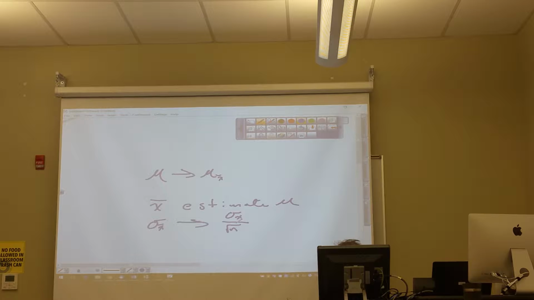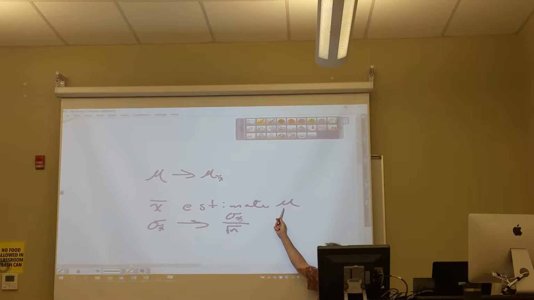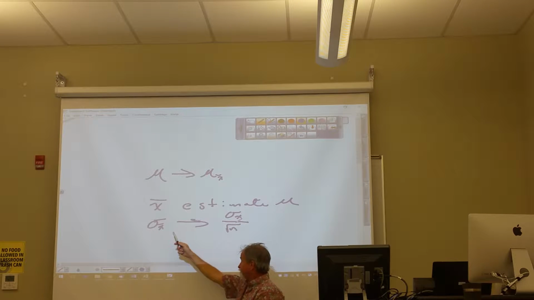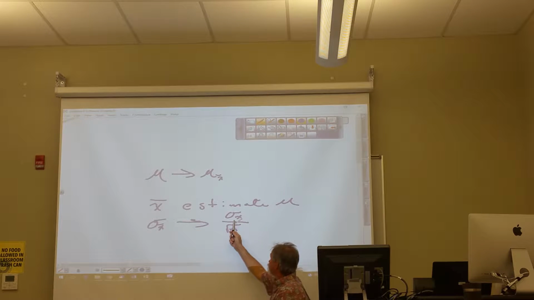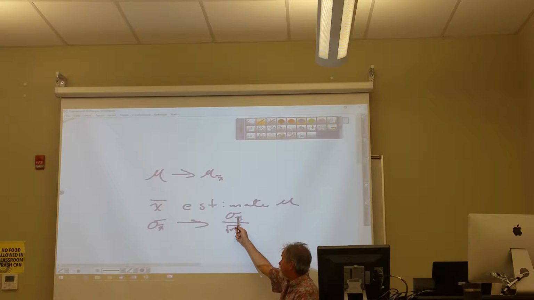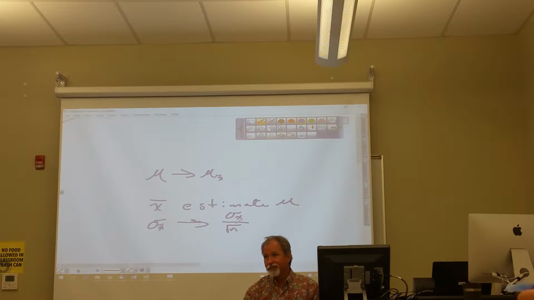Okay. So we use the mean of the samples to estimate the mean of the population. And the standard deviation of the sample means is going to be the standard deviation of the population divided by the square root of n, the sample size. So those are what we sort of start to look at.